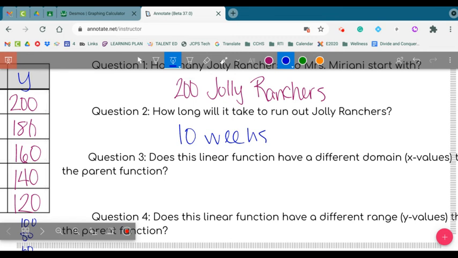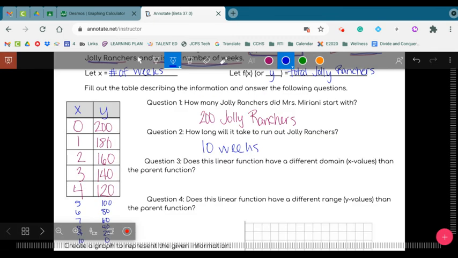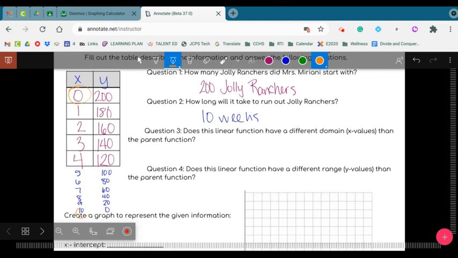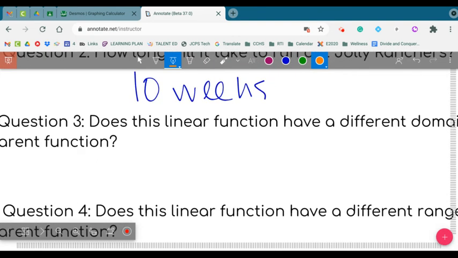Does this linear function have a different domain than the parent function? If you guys remember, our domain is our x values. So think, what x values does this graph fall in between? Well, it started at 0 and it ended at 10. Our parent function is always all real numbers. But this one, our x values started at 0 and ended at 10. So this does have a different domain.